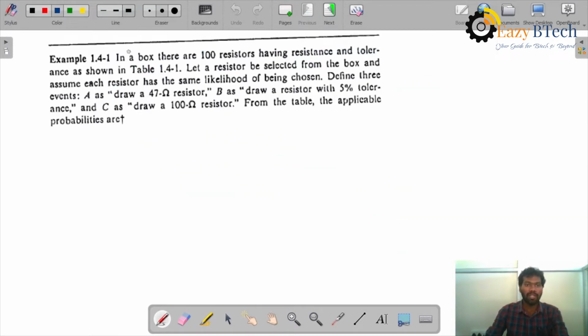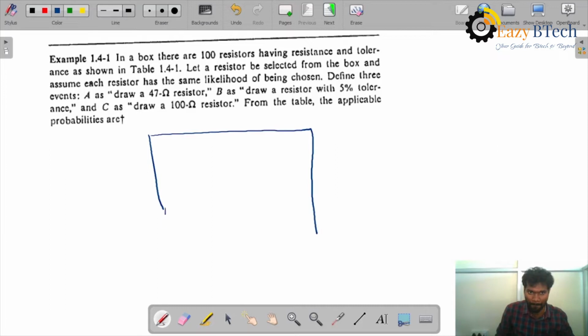See this problem. In a box, there are 100 resistors having resistances and tolerances as shown in table 1.41. I will tell you the table. The table is like this. I am going to draw the table.